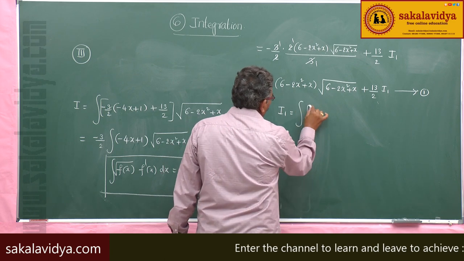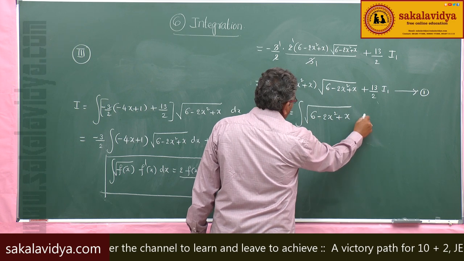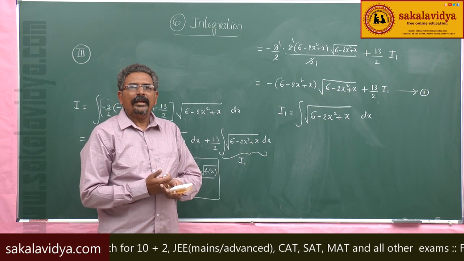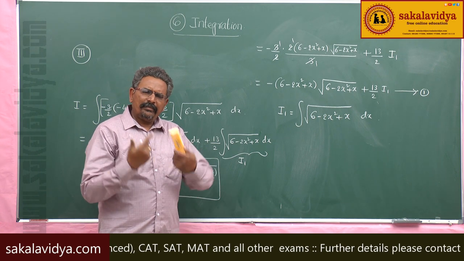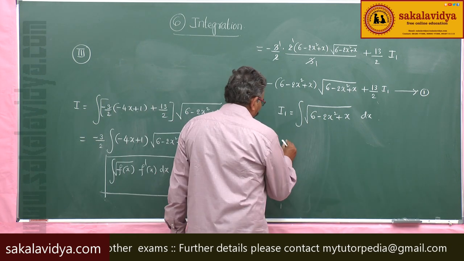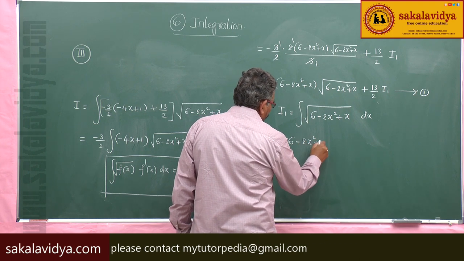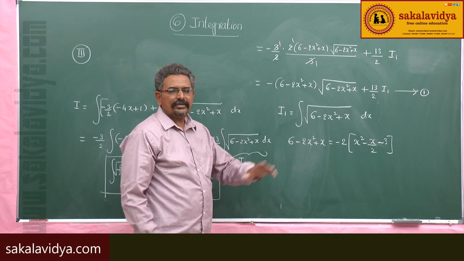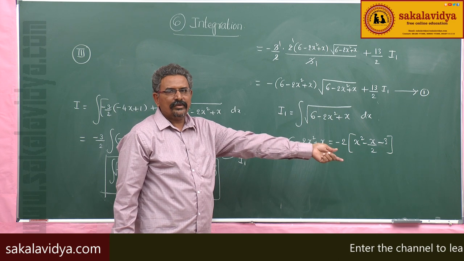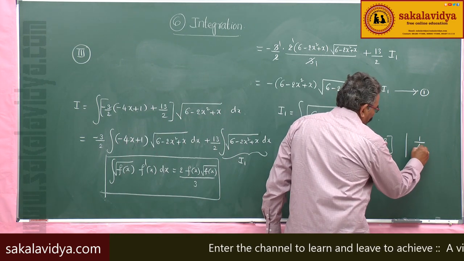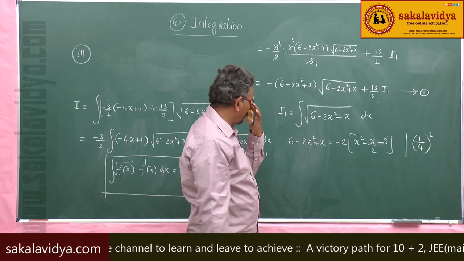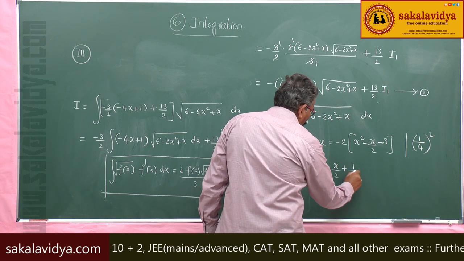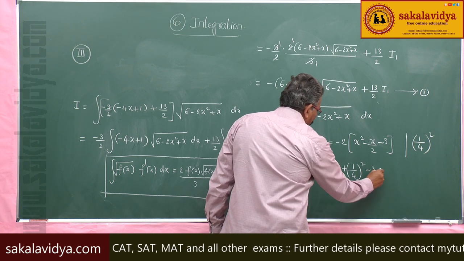I1 is equal to the integral of root of (6 minus 2x square plus x) dx. Now 6 minus 2x square plus x we have to write in the form of (x plus or minus alpha) whole square plus beta square. So consider 6 minus 2x square plus x. Take minus 2 common, you get x square minus x by 2 minus 3. The x coefficient is minus 1 by 2, absolute value 1 by 2, multiply with 1 by 2, that becomes 1 by 4. Add and subtract 1 by 4 whole square. So minus 2 times (x square minus x by 2 plus 1 by 4 whole square minus 3 minus 1 by 16).